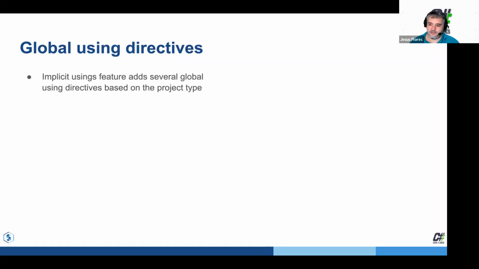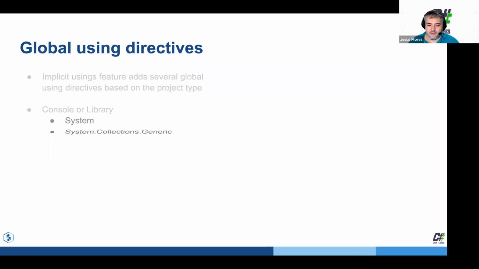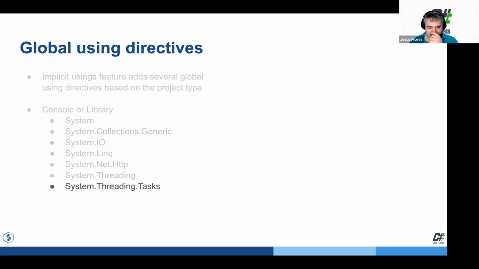This means that if you create, for example, a console or library application, by default all these namespaces will be referenced using these implicit usings as global directives. So we have System, System.Collections.Generic, System.IO, System.Linq, System.Net.Http, System.Threading.Tasks. If you remember, these are the default namespaces that are added every time you create a new source file.